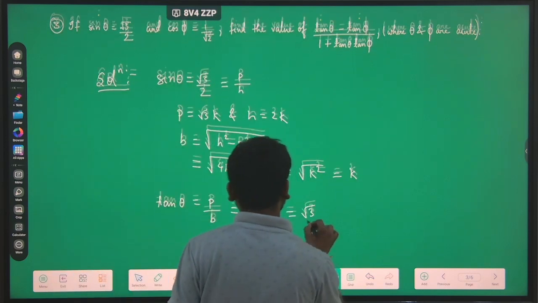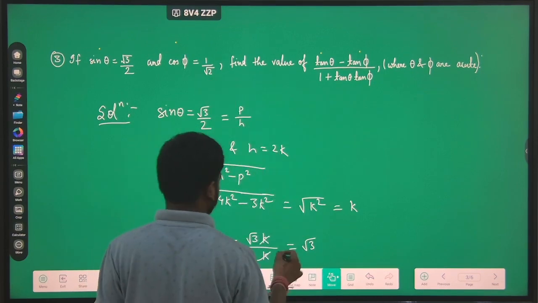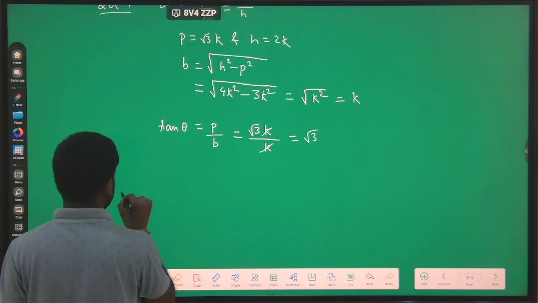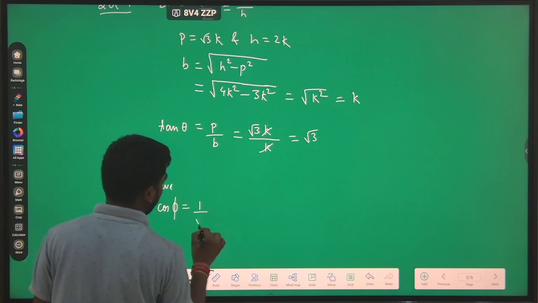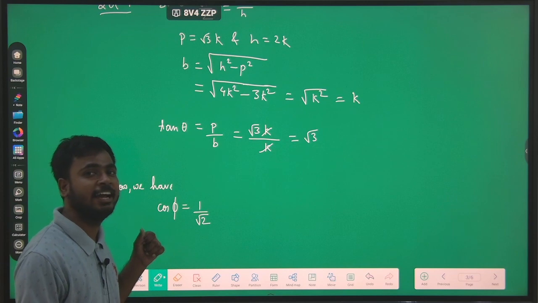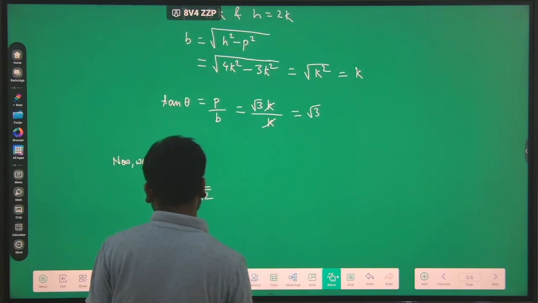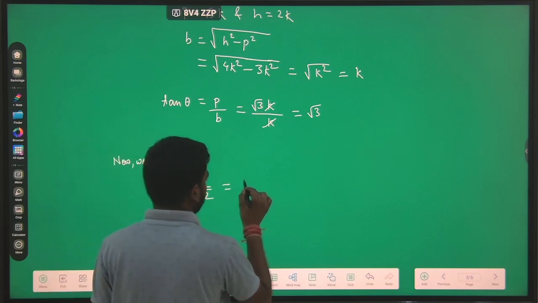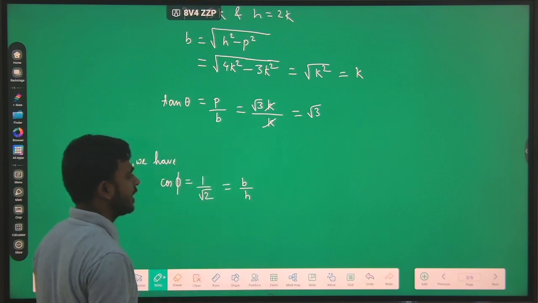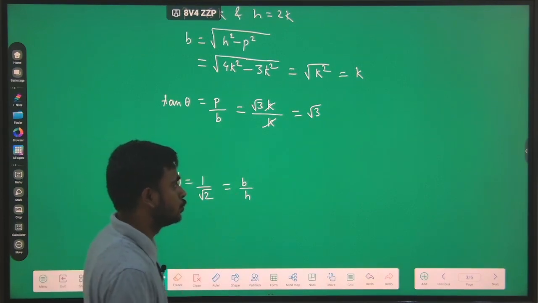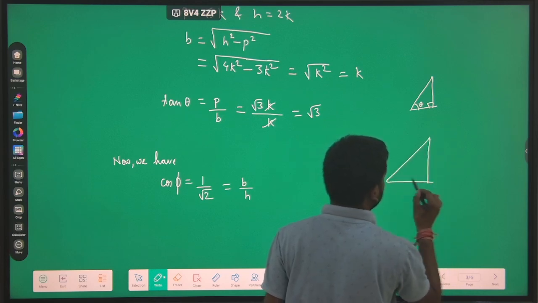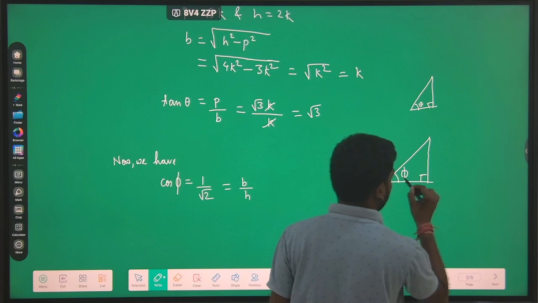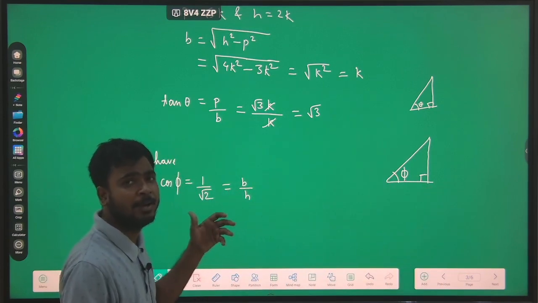Now, similarly, we have cosine of phi as 1 upon root 2. So what does it mean? It is equal to B upon H for another triangle in which phi is an acute angle. There was one triangle in which theta was an acute angle. Now we have another triangle in which phi is an acute angle. So for this, our base, hypotenuse and perpendicular will be different.